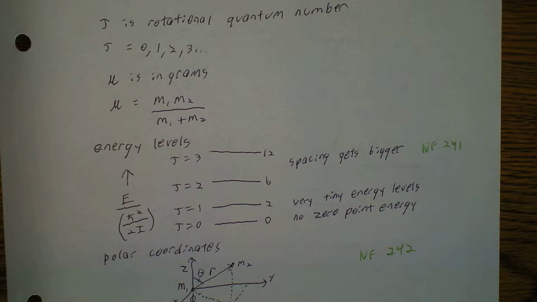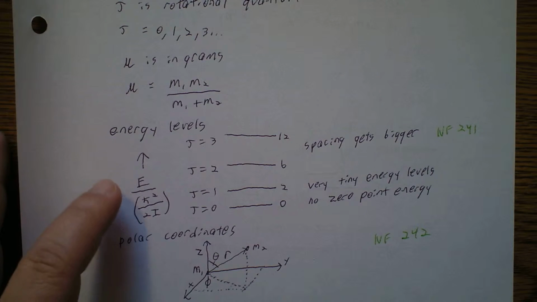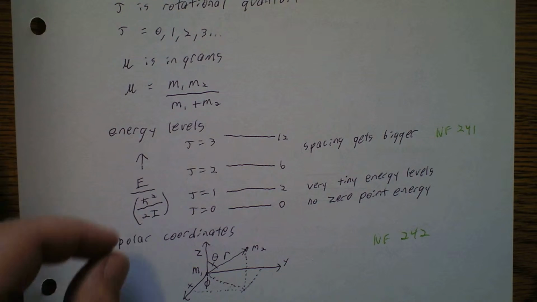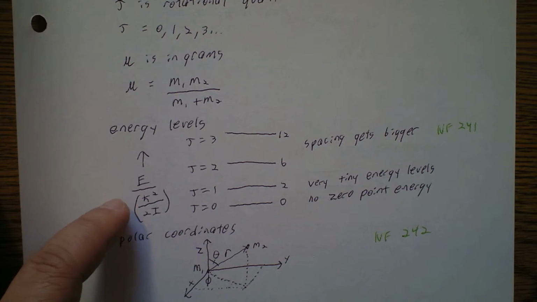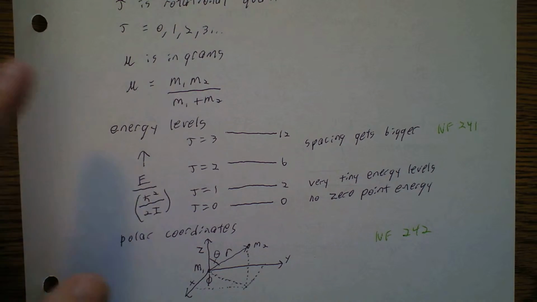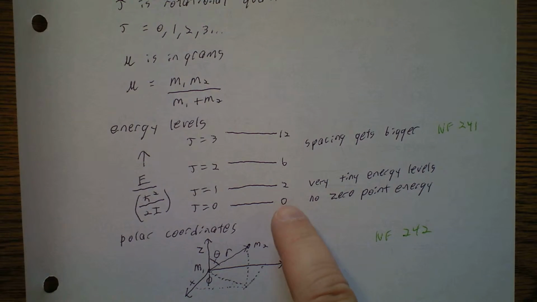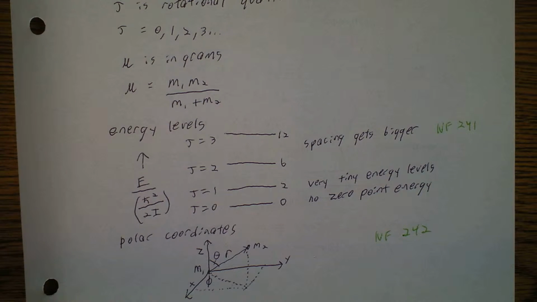They're not evenly spaced. So notice we're writing energy divided by h bar squared over 2I, so the units cancel out. So that's where these numbers come from. That's why there's no units.